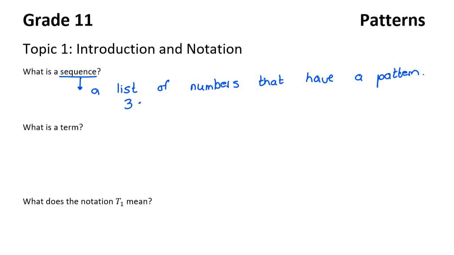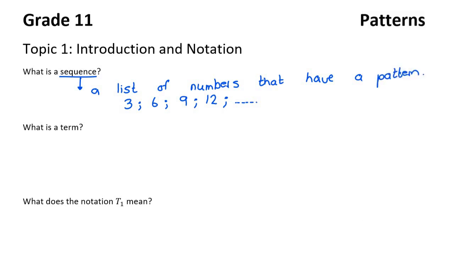So for example, I could use the multiples of 3. So 3; 6; 9; 12. And you'll notice I'm putting a semicolon between each number in the list. That's how we do it. And if I write dot, dot, dot at the end, it just means that the sequence carries on. It could carry on forever, or it could stop at some point. Right, so that's what a sequence is.